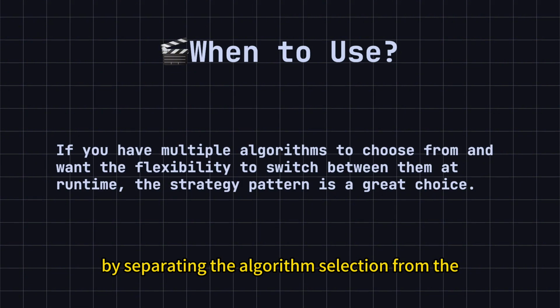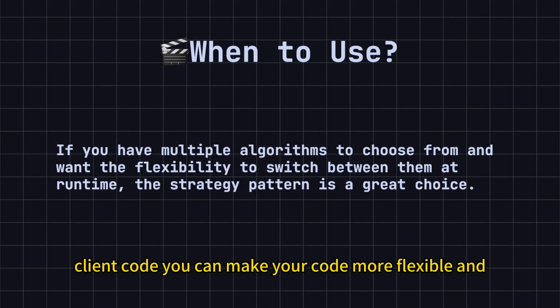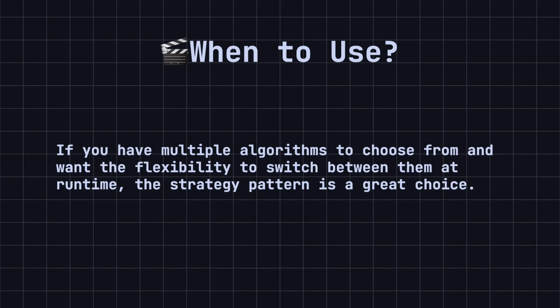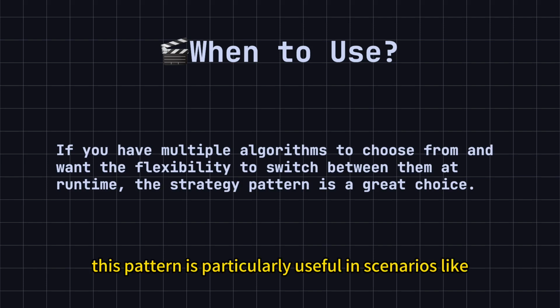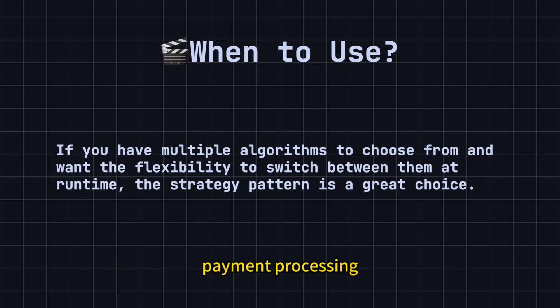By separating the algorithm selection from the client code, you can make your code more flexible and easier to maintain. This pattern is particularly useful in scenarios like payment processing, sorting, or data processing, where changes to the algorithm won't impact other parts of the system.